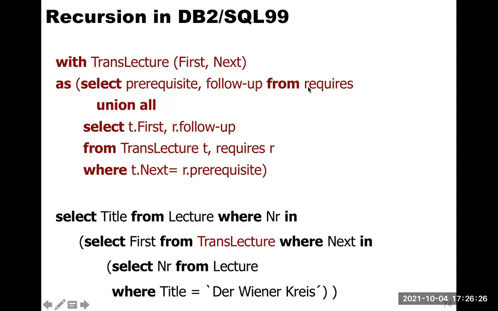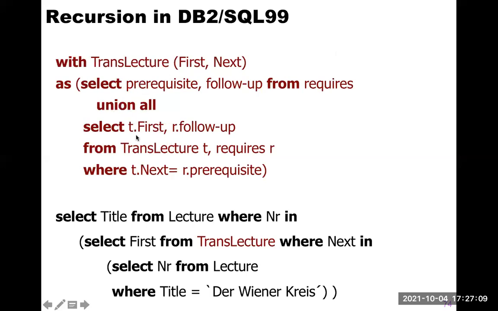So all the prerequisite-follow-up pairs go to the result, and that may be executed only once, as it doesn't depend on anything else. Just select pairs from table requires, and then UNION ALL adds the recursive part, and that recursive part will be evaluated multiple times. Here is the recursion: I refer to the table I'm defining now. I'm saying that translecture contains these records and something else. Let's add other new records with union.